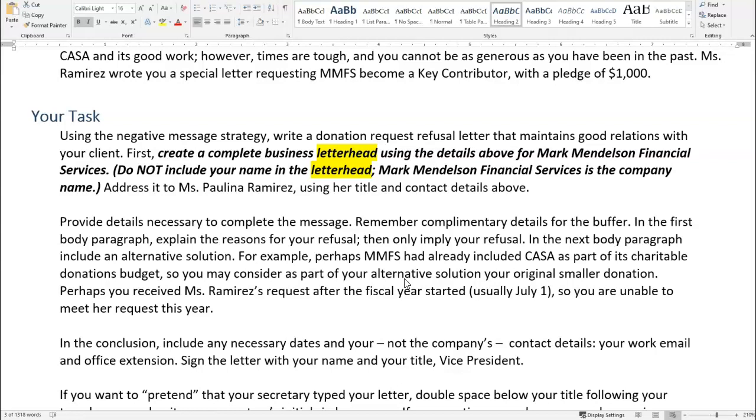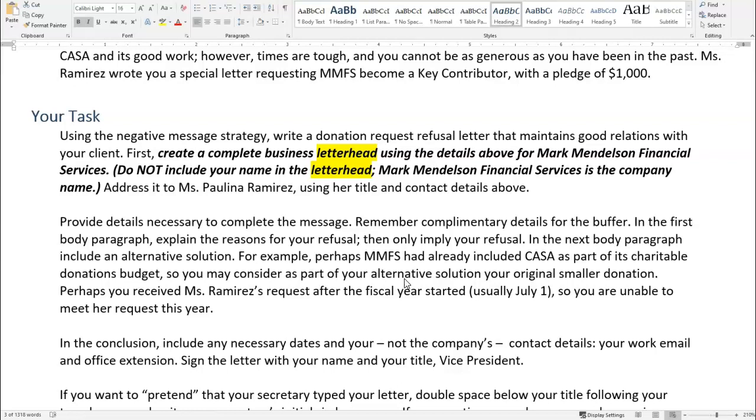But again, you don't want to say, I am sorry, we are unable to meet your request. You don't want to say that to her. Say positively that her request came in before the start of the fiscal year and she needs to apply again next year. Something like that, and with that $1,000 request. Always mention the request.